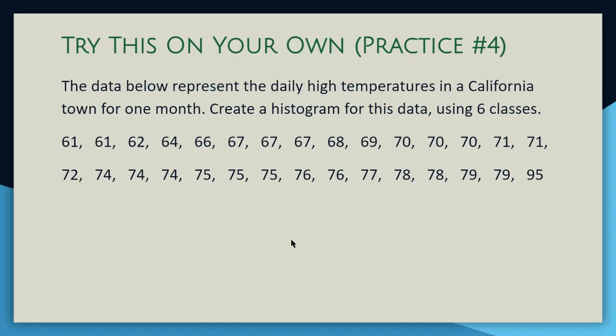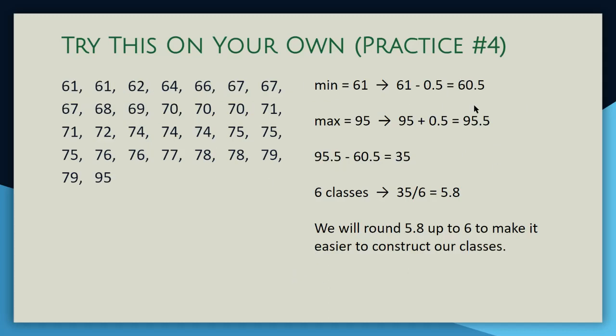Okay, so for this problem, it says the data below represent the daily high temperatures in a California town for 1 month. Create a histogram for this data using 6 classes. So this problem specifically told us when we divide our range, we're going to divide it by 6. I want 6 groups for my frequency table. So this looks exactly like it did before. Our smallest is 61. Our biggest is 95. Half a step below the min is 60.5. Half a step above the max is 95.5. And the distance between those two numbers is 35.